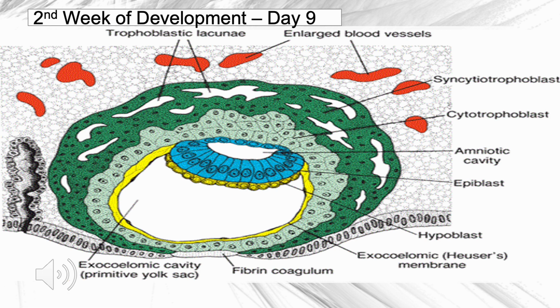At the embryonic pole, flattened cells, probably from hypoblast, form a thin membrane, the exocoelomic membrane, that lines the inner surface of the cytotrophoblast. This membrane, together with hypoblast, forms the lining of the exocoelomic cavity or primitive yolk sac.